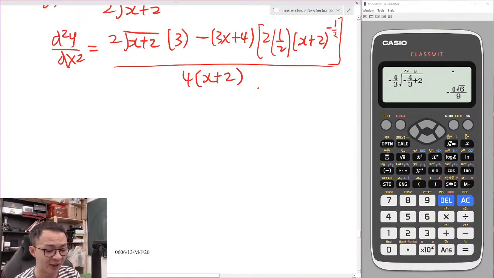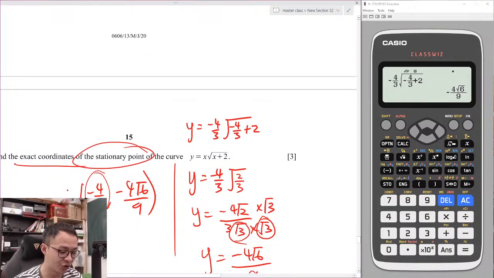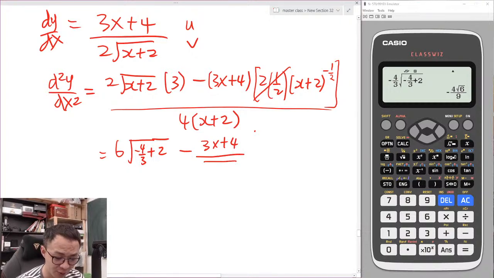Alright, so I want to find the nature of it, so I need to sub in the x value. What is my x value just now? It's negative 4 over 3, isn't it? So I will need to plug my negative 4 over 3 into this equation. 3 times 2 is 6. Square root of negative 4 over 3 plus 2, minus, okay, this one cancels out. This one will be 3x plus 4 over square root x plus 2, over 4. Oh, x I can sub in the number, right?